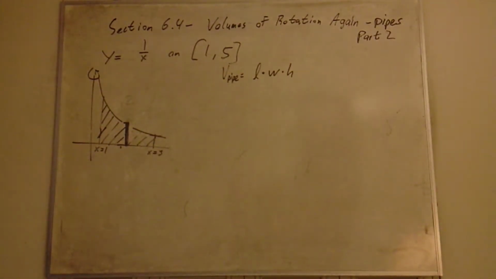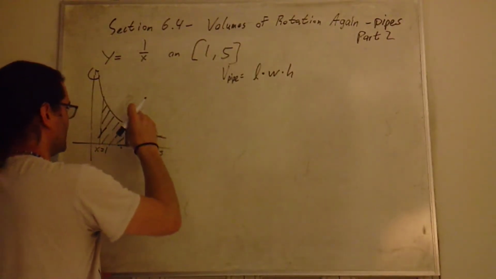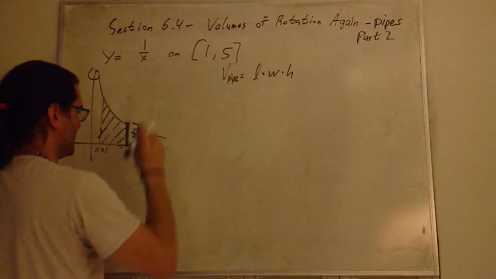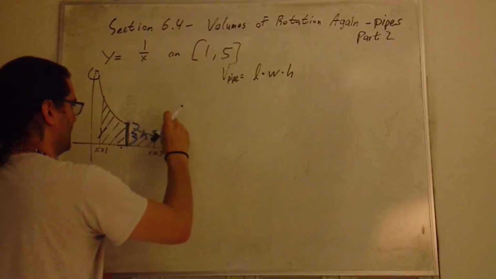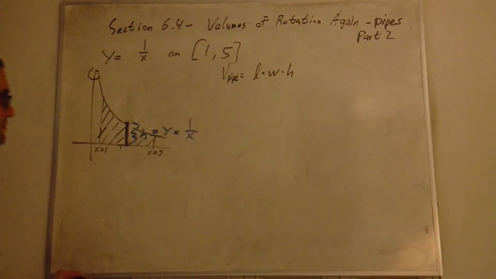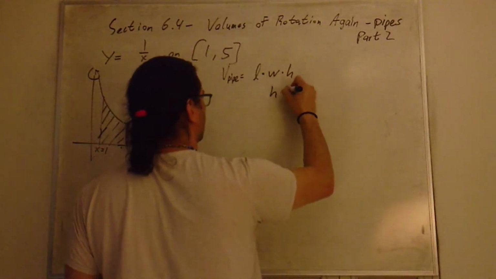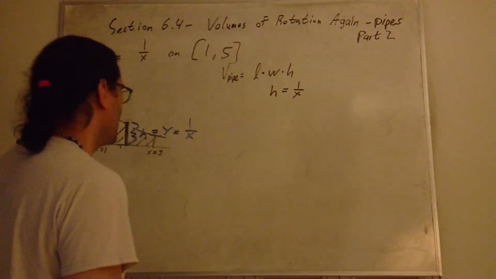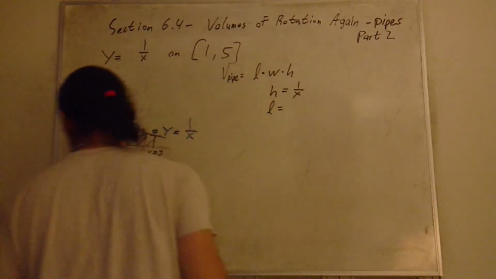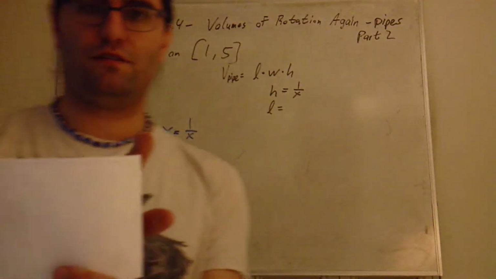The height I will start with as this dimension here. This is the height. It is a y value, and it is defined as 1 over x. So that's pretty straightforward. So we have h equals 1 over x. The length. This is the dimension that, if we're thinking about a rectangle, the length is going to go from here to here.